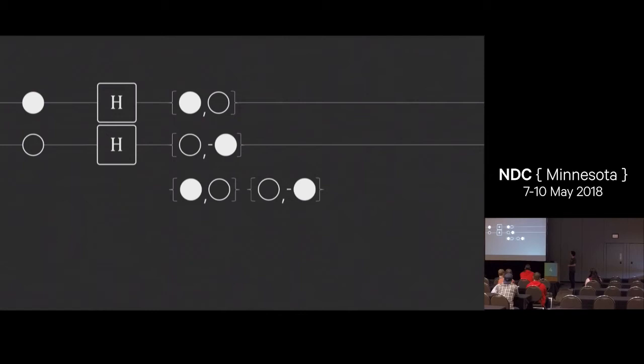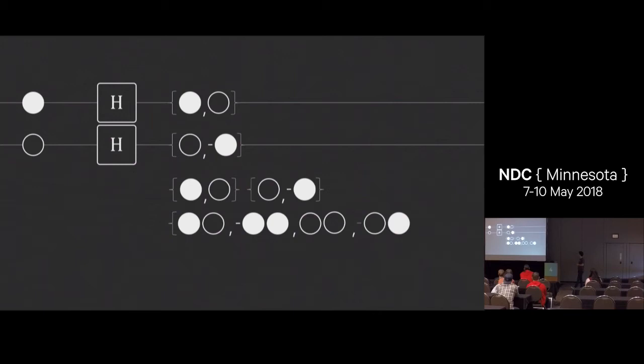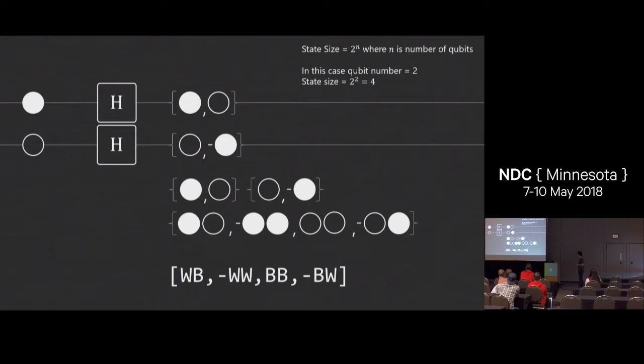So we can take that ball and that ball, multiply them together, gives us that and that. We can take that ball and that ball and multiply them together, gives us that, with a negative sign at the front. Take that ball and that ball and multiply them together, gives us two blacks. We take that ball and multiply them together, which gives us black, white, and the negative at the front. Does everyone see how we've evolved that state? Cool. So we can write this a bit more simply using the bracket notation that we've got at the bottom. And just a reminder that the state size is 2 to the n, where n is the number of qubits. In this case, the qubit number is 2, so the state size is 4.